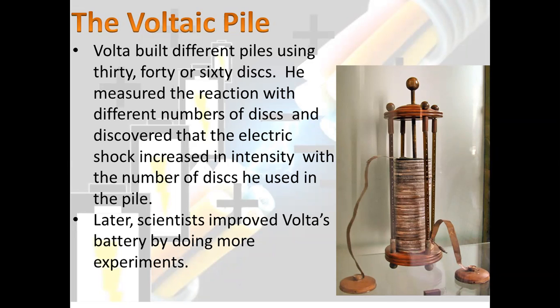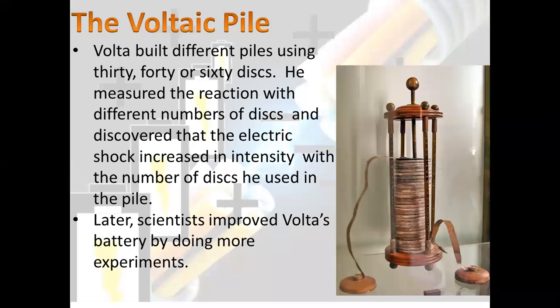All right, good job, Ibrahim, but you need to practice reading. All right, so we'll give Abdulaziz a chance. You have the mic. Yes, Abdulaziz, can you read that for us, the slide? Yes, Mr. Later, scientists improved Volta's battery by doing more experiments. I want you to read from the top.